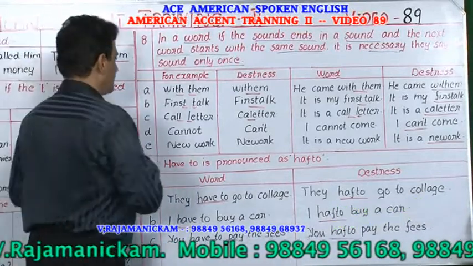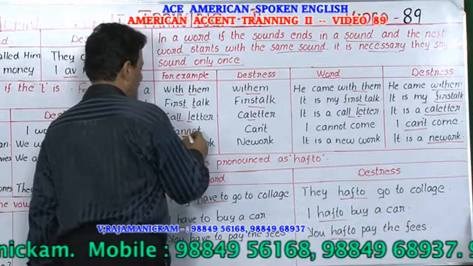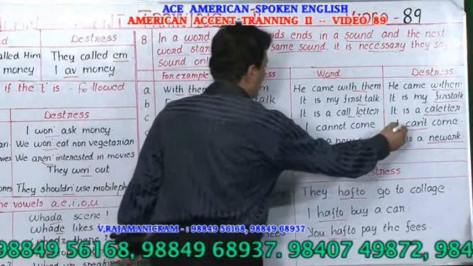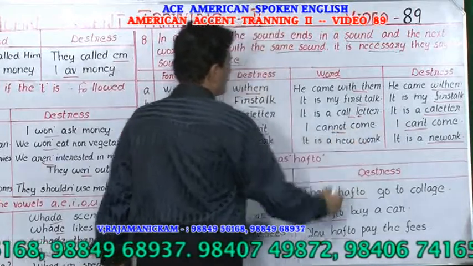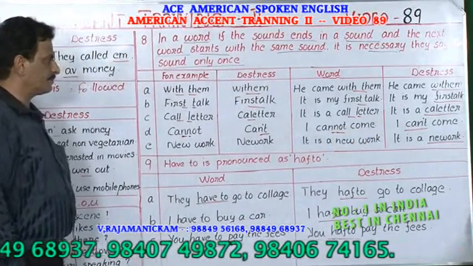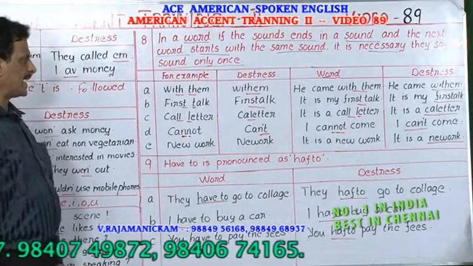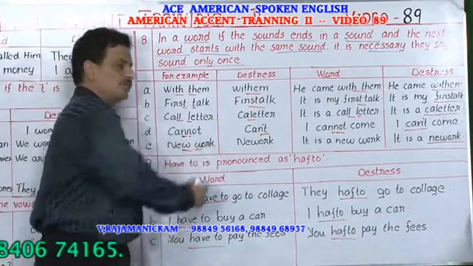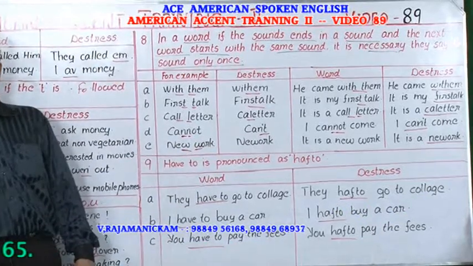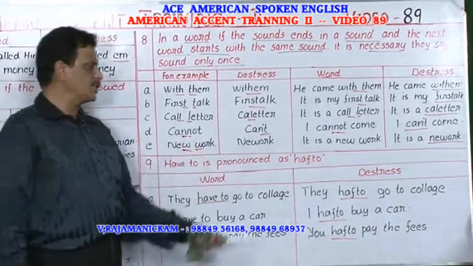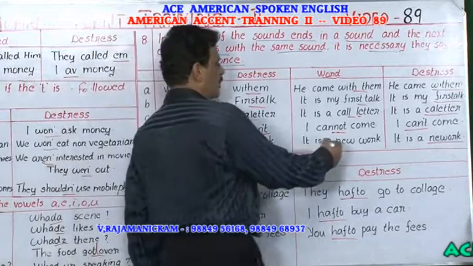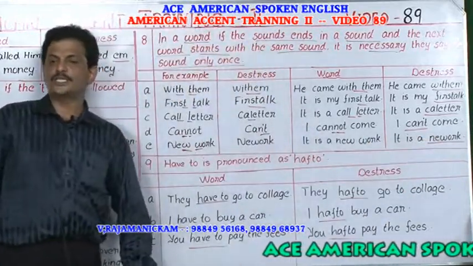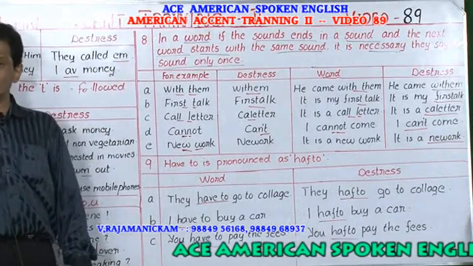Cannot. It ends with the N and starts with N. See, "can't." You say "can't." I can't come. Starts with N. Can't come. New work ends with the W, and starts with the W. How do you pronounce "new work"? It's a new work. You don't say it separately; you say it's a new work.